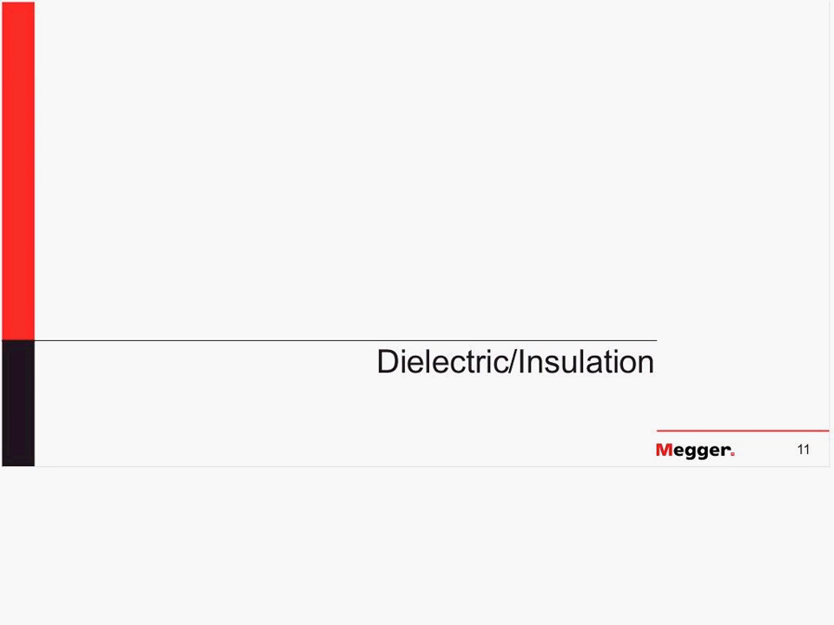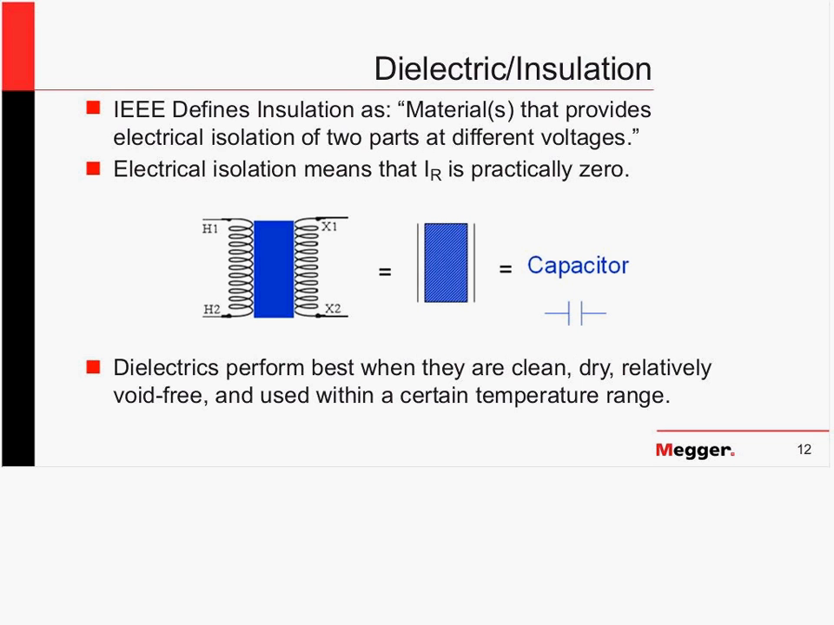about the insulation systems in electrical apparatus. So IEEE defines insulation as either a material, or it could be a system of materials, but the system should provide electrical isolation between 2 parts that will operate at different voltages whenever the asset they're in is energized. So I have a simple illustration of a 2-winding transformer.